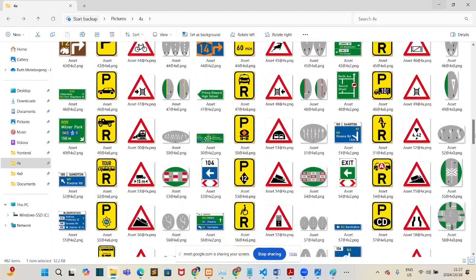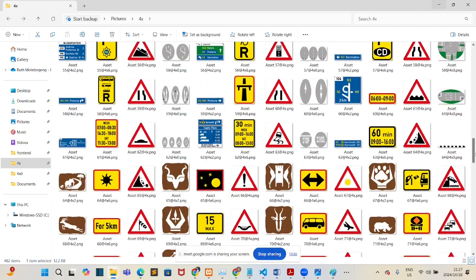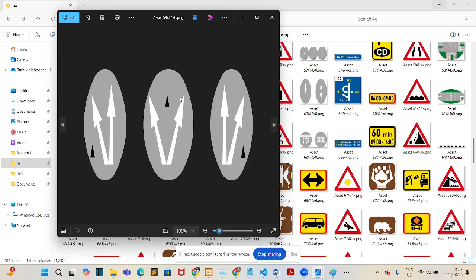Okay, okay. These ones. Brown, these ones.